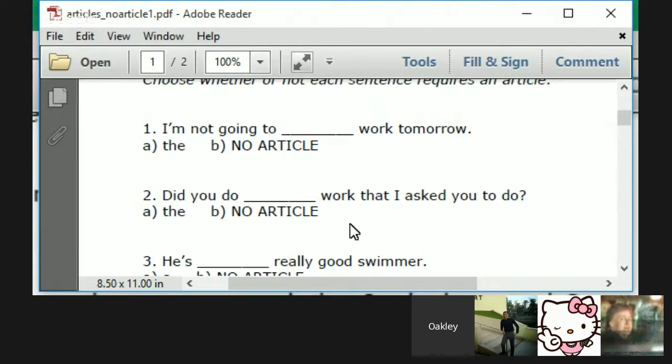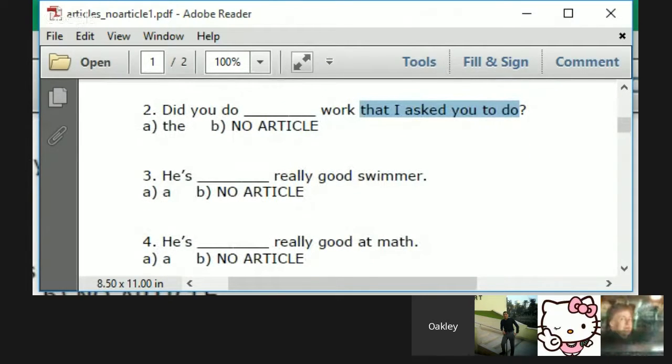Mustafa, number two. Did you do the work that I asked you to do? Now it's specific. It's defined. And frankly, we have that I asked you to do. We have a defining clause, a relative clause here, which defines the noun. So whichever way you want to think about it in your brain, it's specified. Yes, you're correct, the. Ken, I know our lesson's mostly been about the, but: the or no article? He's a really good swimmer.